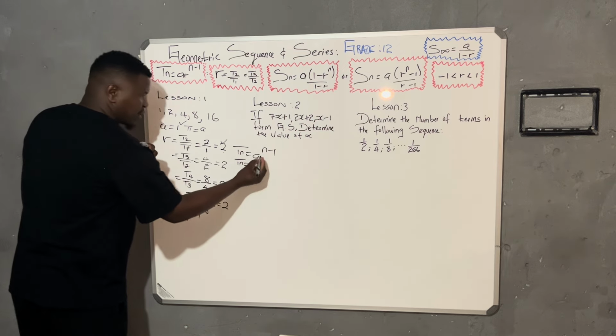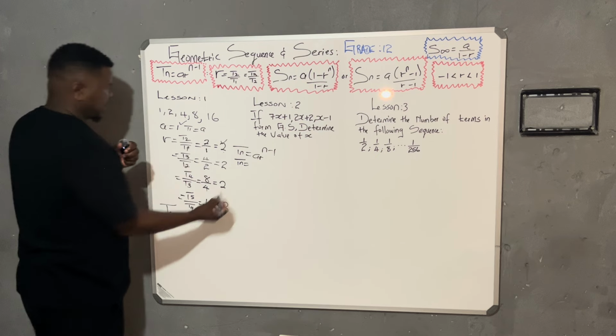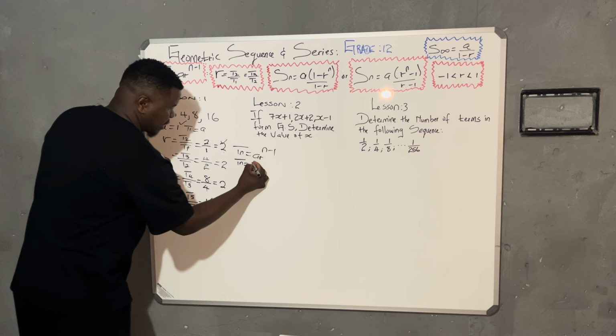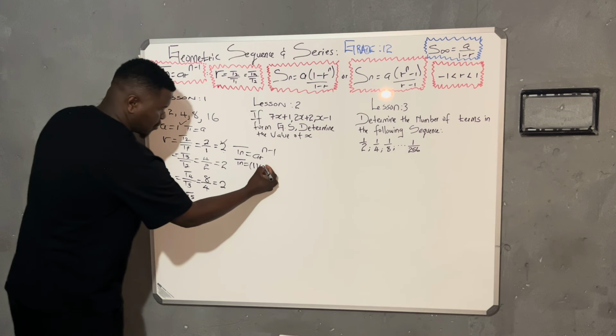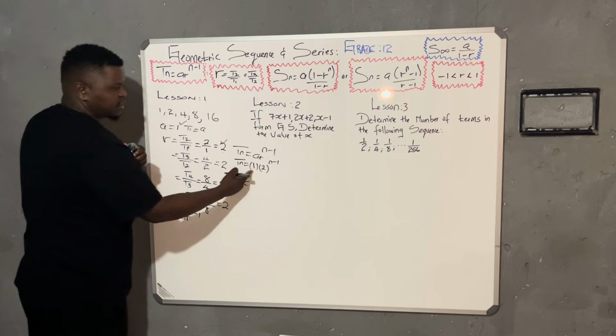General term means I don't know the n value. I only know my A and R are geometric. So what is my A? In this case, A is 1. Let's say I put 1 there. What is my R? In this case, it's 2. What is n? I don't know. So 1 actually, it's nothing.